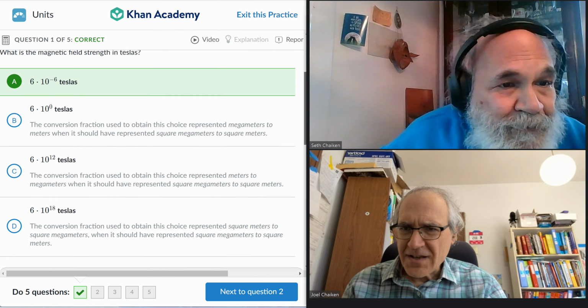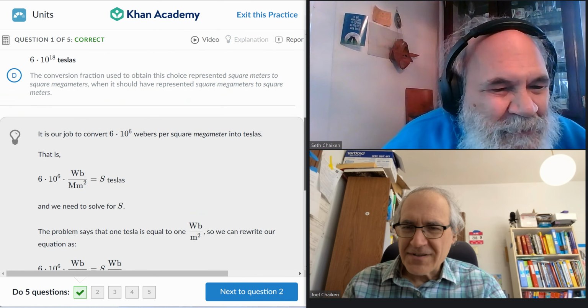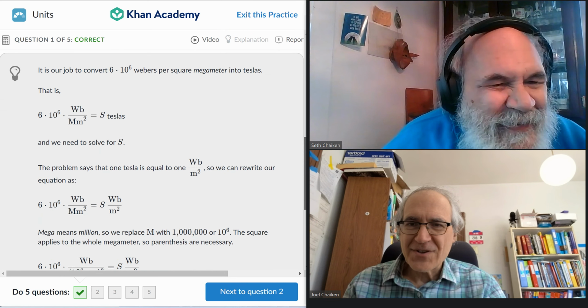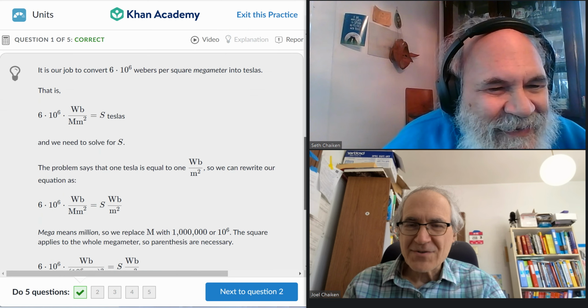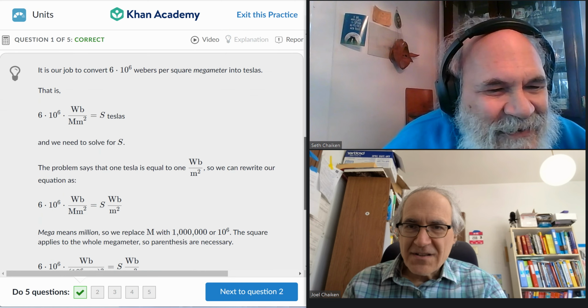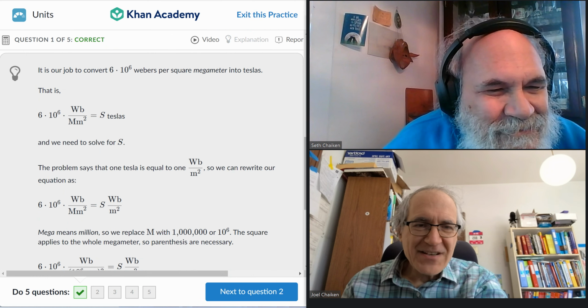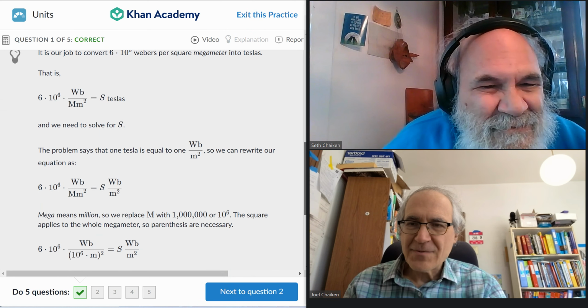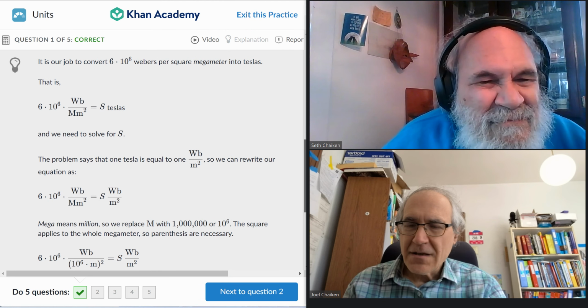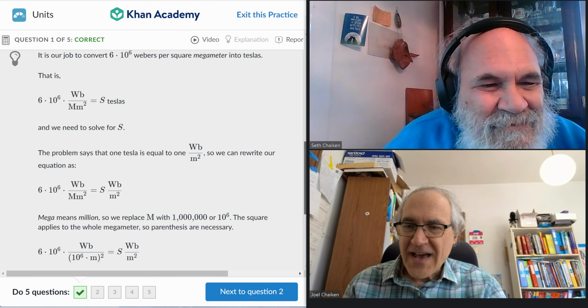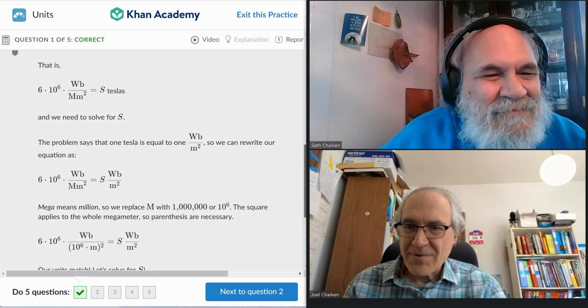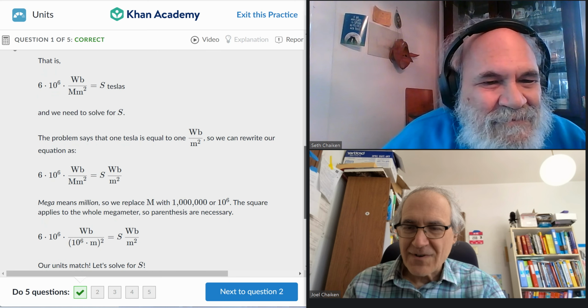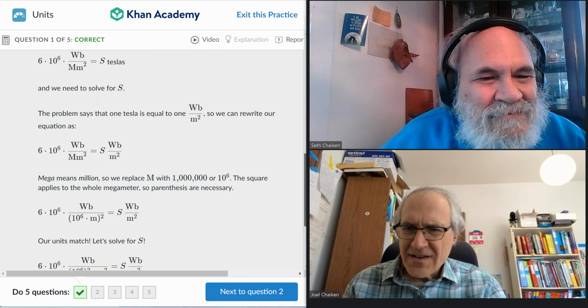Oh, okay. It's so cute. It is our job to convert this to Webers per square megameter. They didn't emphasize the word square, which they should have, because that's where you're going to make the mistake. Okay, so we need to solve for S. They make an equation out of it. The problem is that 1 Tesla is equal to this, so we can rewrite our equation as this.